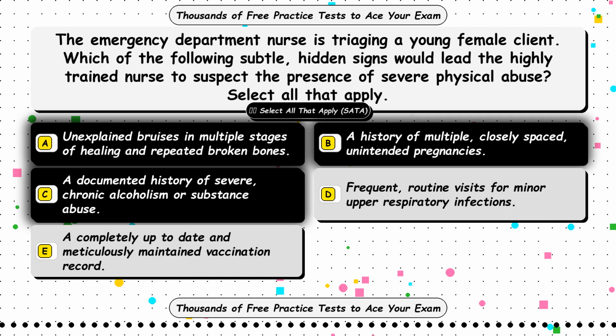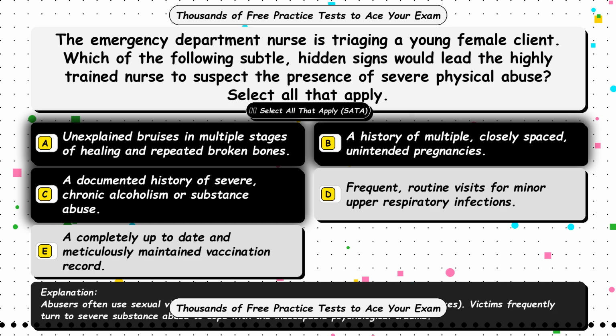The correct answers are options A and B and C: unexplained bruises in multiple stages of healing and repeated broken bones, a history of multiple, closely spaced, unintended pregnancies, and a documented history of severe, chronic alcoholism or substance abuse. Abusers often use sexual violence, unintended pregnancies, and physical trauma, bruises. Victims frequently turn to severe substance abuse to cope with the inescapable psychological trauma.